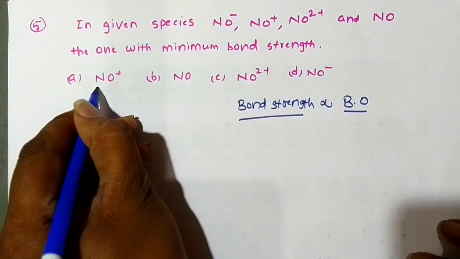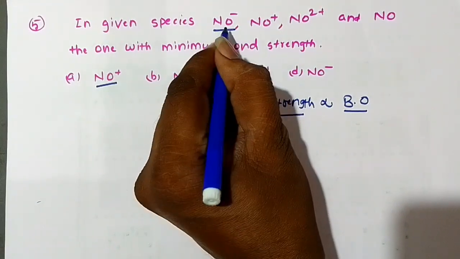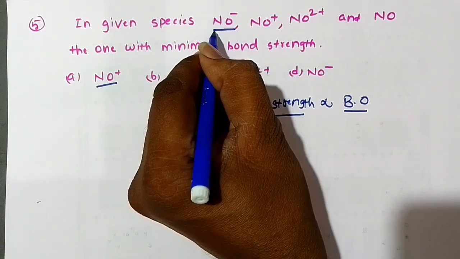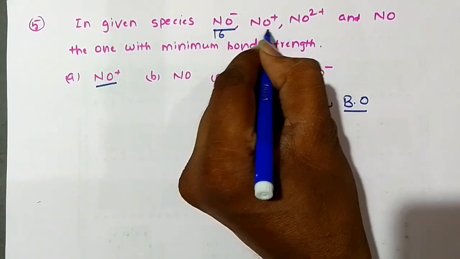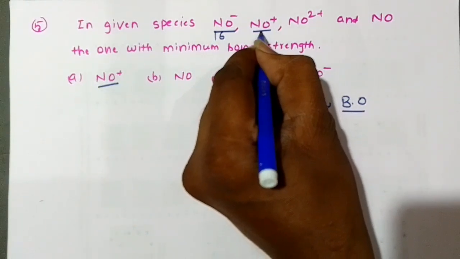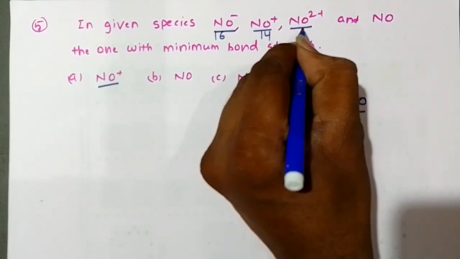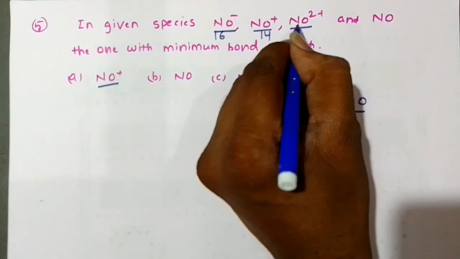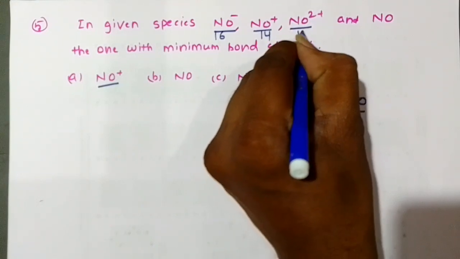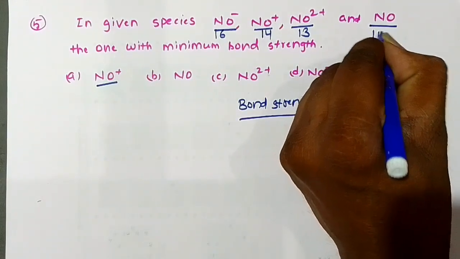Now NO negative, how many electrons are there? 7 plus 8, 15, so 16 electrons. NO positive, how many electrons? 14 electrons. NO2 positive means 7 plus 8, 15, 15 minus 2, 13 electrons. And NO, 7 plus 8, 15 electrons.